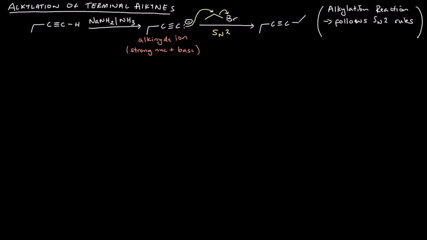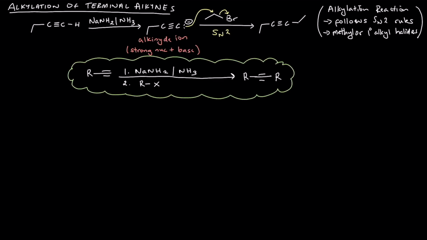And this is what we call an alkylation reaction. Note that because this is an SN2 reaction, it follows SN2 rules, which means that you can only do this with methyl or primary alkyl halides. If you place this alkynide ion in the presence of a secondary or tertiary alkyl halide, an E2 reaction will occur and you will form your alkene.